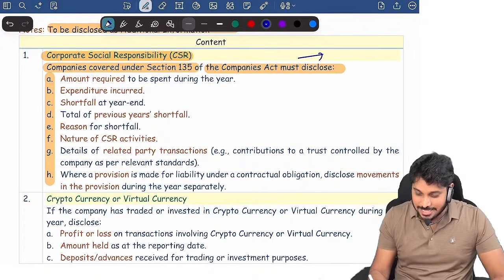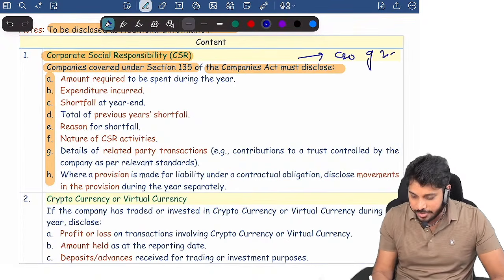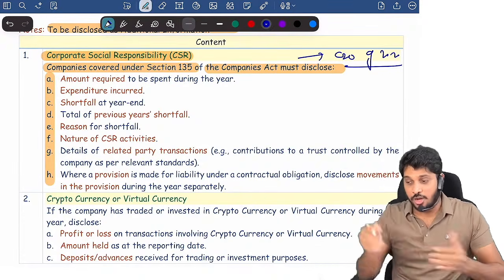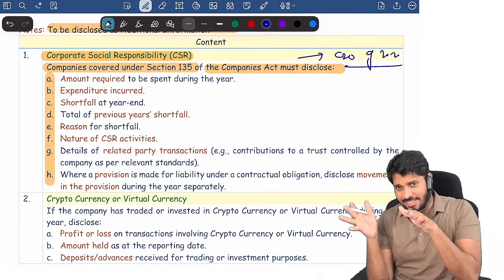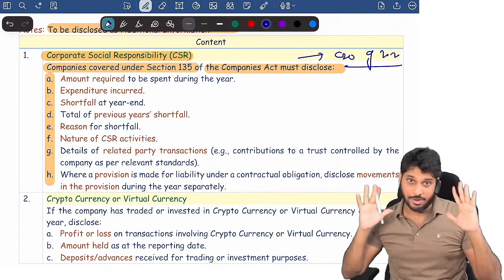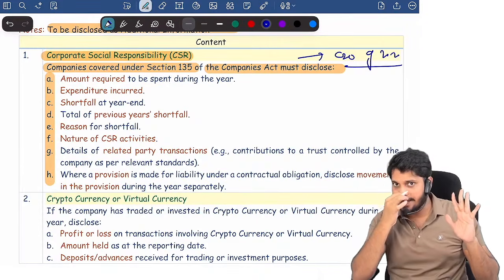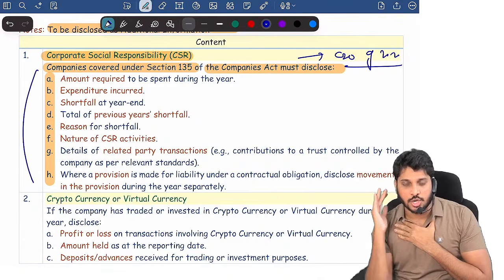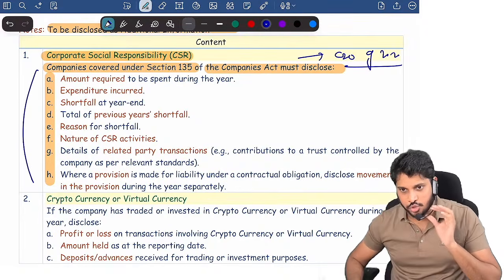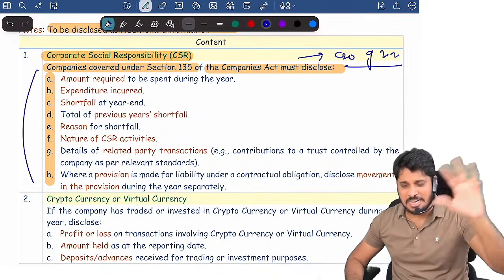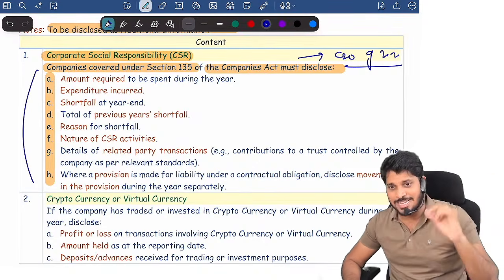Remember, the CSR point is there in clause number 20 of CARO 2020. There it's an auditor reporting requirement on ongoing project, other than ongoing project, whether the funds were transferred to the respective accounts or not. We need to comment there in the audit report in CARO. Whereas here, it's a company's disclosure requirement in Schedule 3 notes to accounts. ARI is very easy compared to other items in the chapter.